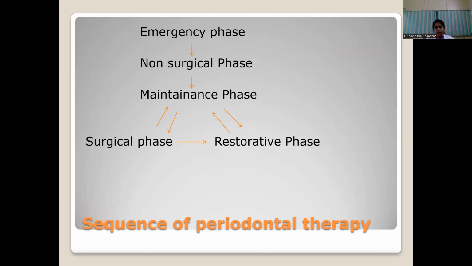It is actually a sequence of events, initially starting from the emergency or preliminary phase, like a cycle. After which we go to phase 1 or the non-surgical phase. Then we re-evaluate the patient or put the patient in maintenance therapy. After maintenance therapy, we go to the surgical phase, and after the surgical phase or phase 2, we go back to the maintenance phase. Then we have the restorative phase or phase 3, and again phase 4.